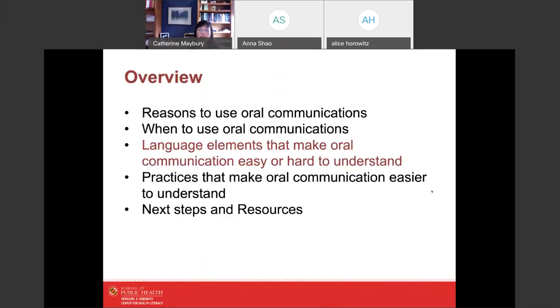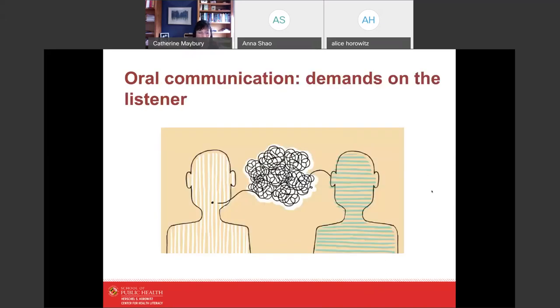So next I'm going to talk about language elements that make oral communication easy or hard to understand. We know that people struggle with reading written information because the materials contain words people aren't familiar with, or the materials aren't in a context that they understand or can relate to. The text is dense and it's often written at a college level. When we verbally communicate information, these same language elements can be problematic for people with low health literacy. If the words use multiple syllables, or our communication contains jargon, or long sentences, we are creating barriers for our audience. So we need to remember that oral communication places demands on the listener.